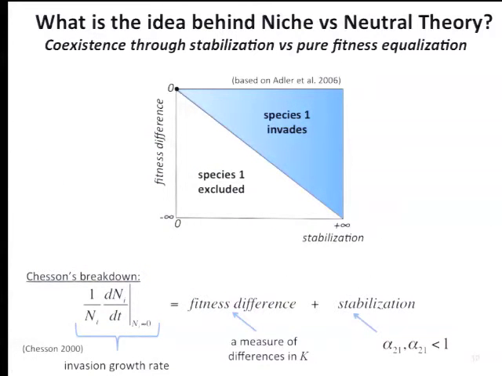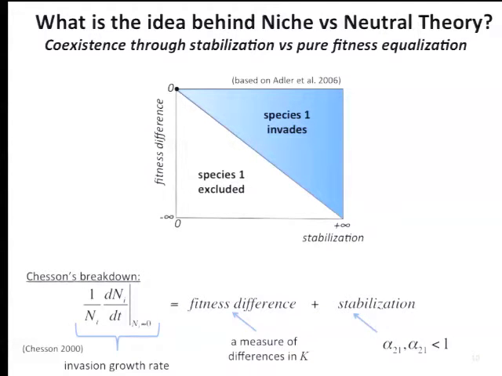One last bit of perspective on this niche versus neutral controversy is Chesson's perspective on it. So how does it fit into the way that Peter Chesson, who's well known in competition theory, thinks about coexistence mechanisms? Peter Chesson focuses on the invasion growth rate of species, so imagining that there are some species at low abundance and there's some other resident species around.